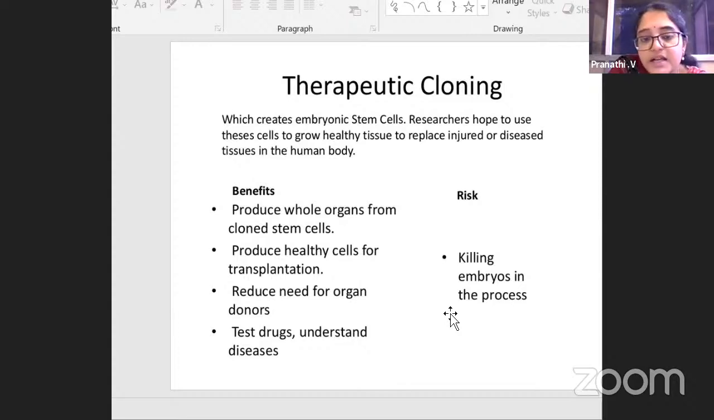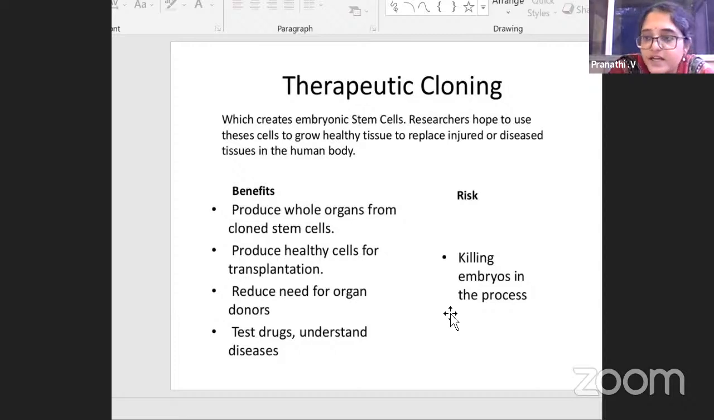So again, the benefits are you can produce whole organs from stem cells. You can produce healthy cells for transplantation. You do not need to be on the wait list for an organ transplant, or wait for a person to die in an accident, which is how the wait list process works in the first place. You also don't need to test different drugs or understand the diseases as such, because it's a clone that you're creating.